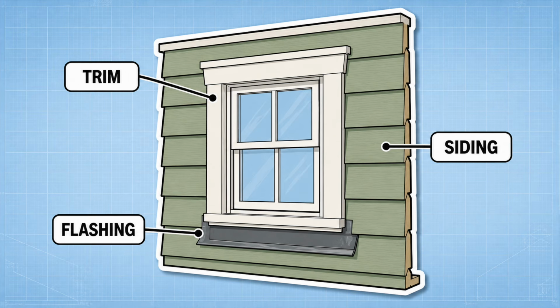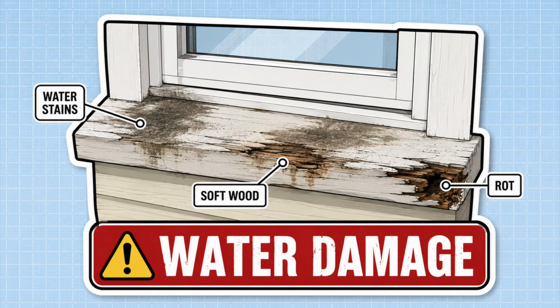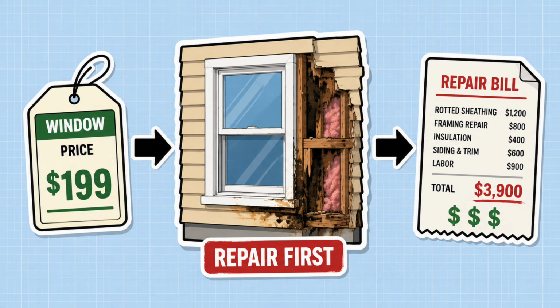Outside measuring helps confirm the exterior trim, siding, brick, stucco, and flashing conditions. But outside trim can hide the real opening, so do not rely on exterior dimensions alone. Look for signs of water damage before you order: soft wood, staining, peeling paint, or swollen trim. If the wall is damaged, the cheapest window can become expensive fast.